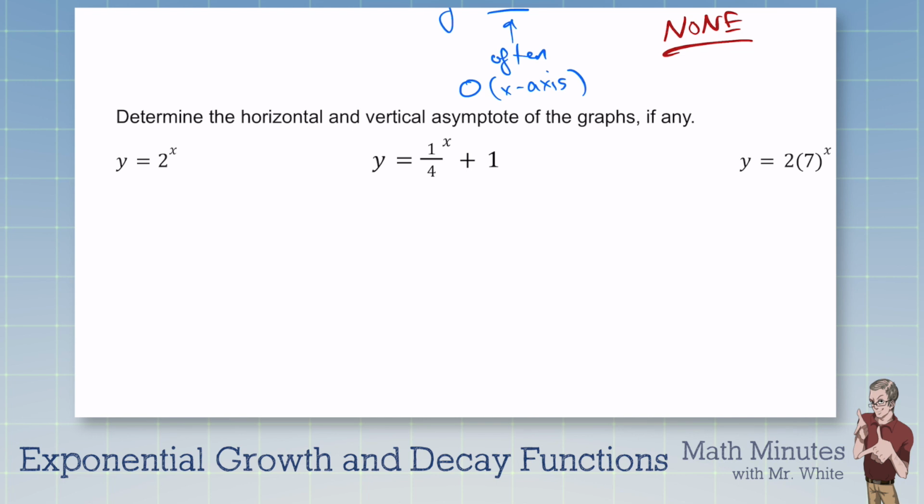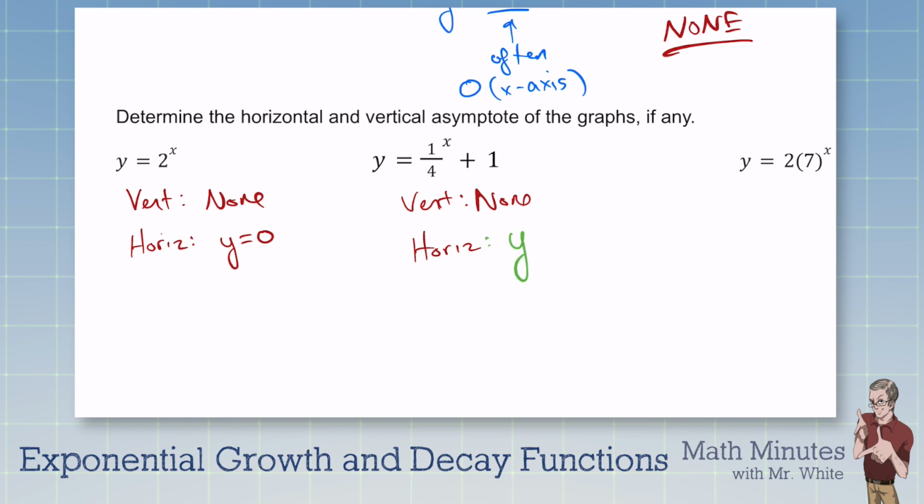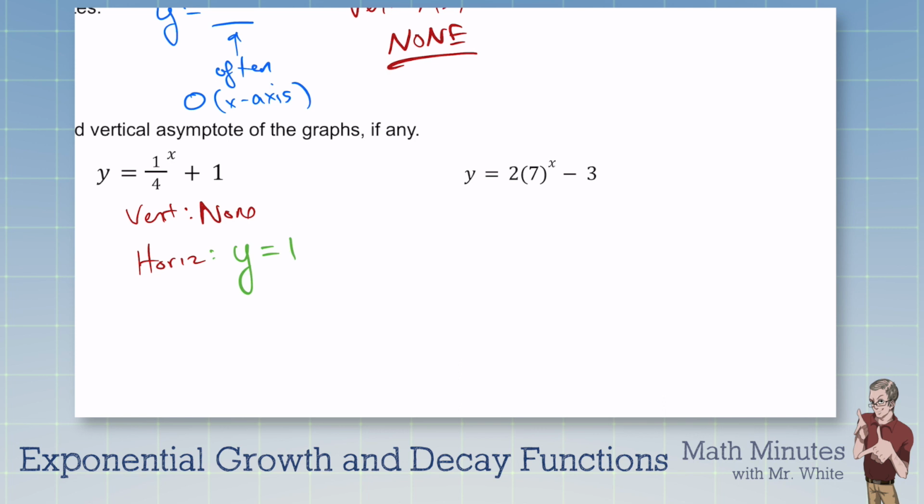So no verticals. Vertical was none. The horizontal, we saw it in the graph, didn't we? It was y equals 0. Vertical here was none. The horizontal, because of this +1, shifts the graph up. So that simply makes the graph have a horizontal asymptote 1 higher than it normally would have. Normally it's at 0, but this one's 1 higher. And then remember what happened on this last one? We had vertical was none. And then the horizontal was y equals -3.